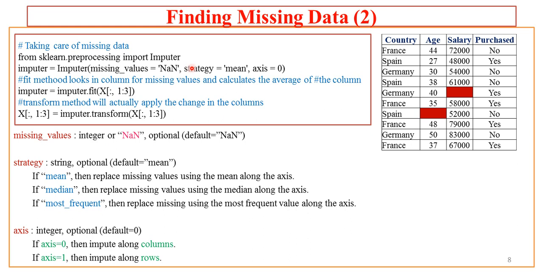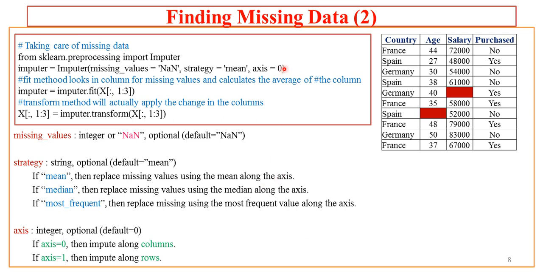Now what about the strategy? For strategy you have specified mean. There are three ways to calculate the strategy, that is called mean, median, and most frequent. So if you specify that strategy is mean, this string mean will tell the imputer class that the strategy to be followed by the functions of the imputer class is mean. So mean means replace missing values using the mean along the axis.